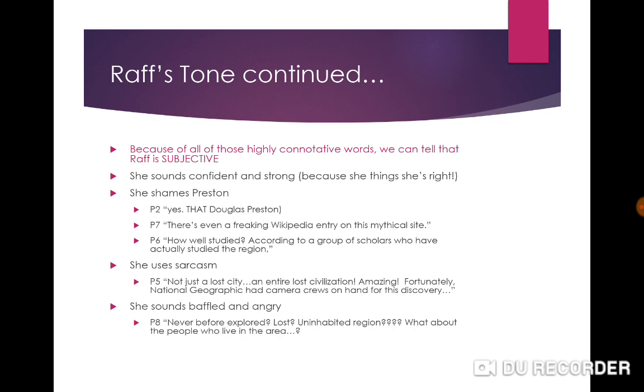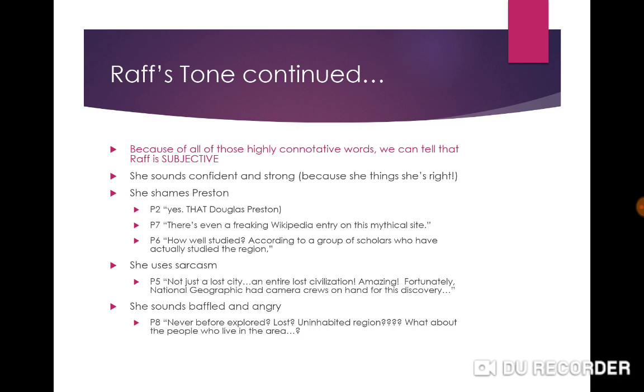Now, that sentence is full of scorn. It's like, well, if there's a Wikipedia site on it, of course it's known. Of course it's been studied, right? Because she's assuming that if there's a Wikipedia site on it, then people know about it, right? So all of that is shaming Preston. You stink. You wrote the Relic Hunter. We don't like you. You didn't do your research. You don't know anything, okay?